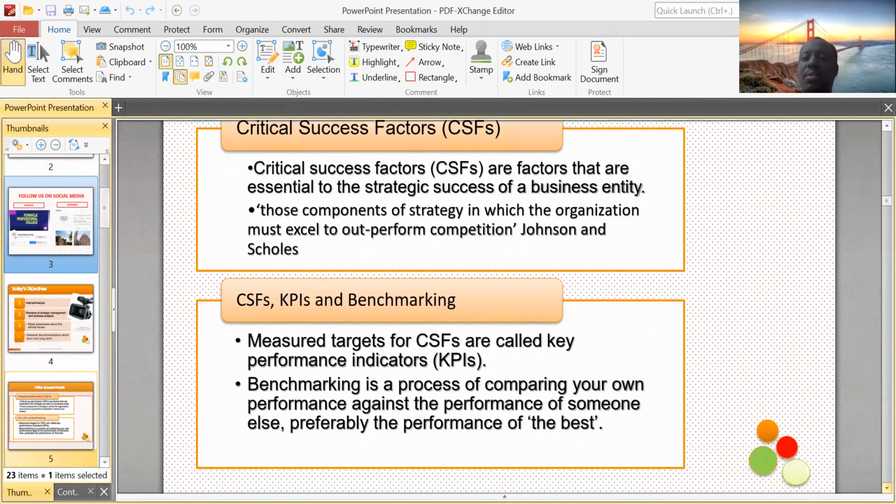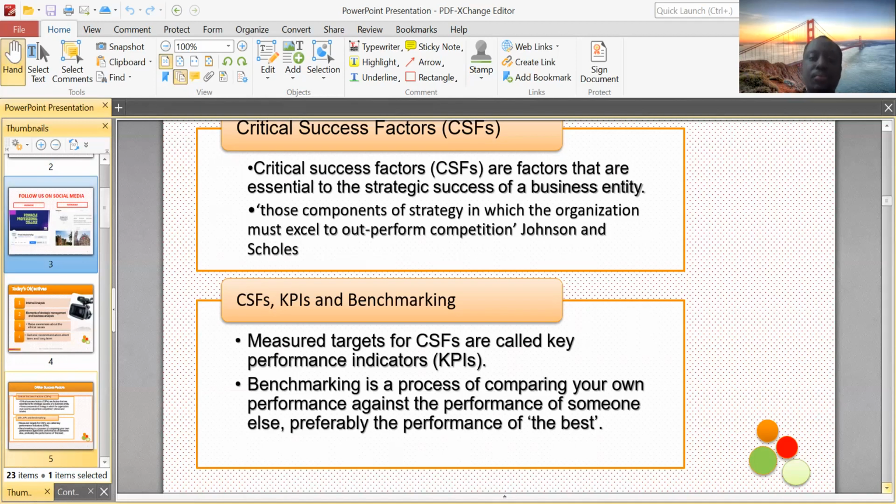Now, we can't talk about critical success factors without talking about KPIs and benchmarking. So when we talk about KPIs, or key performance indicators, they are measured targets for critical success factors, or what we call CSF. So these are measured targets. Very, very important. Please remember that KPIs are measured targets for critical success factors.